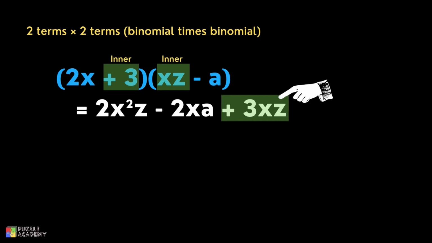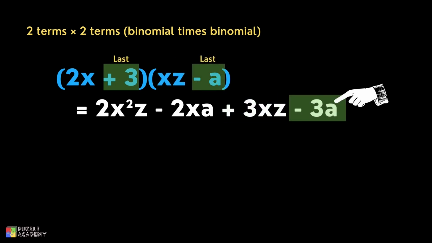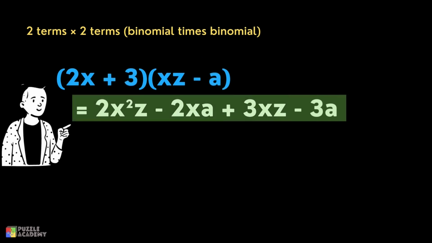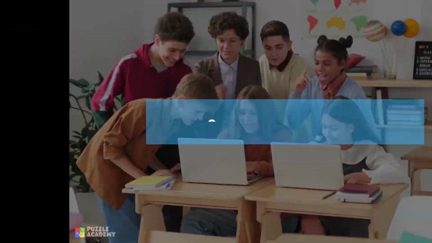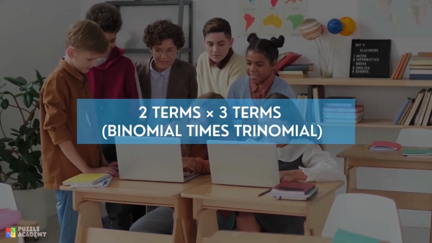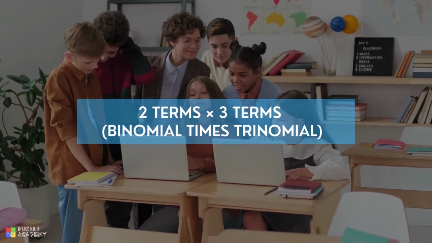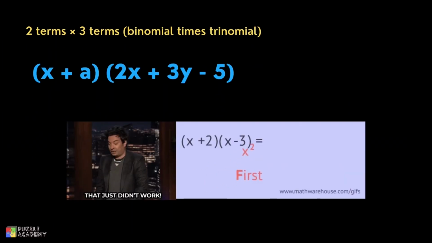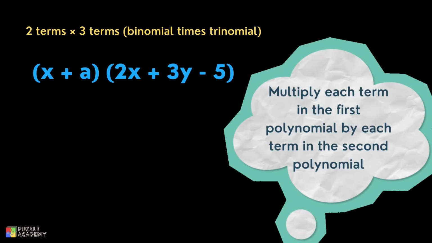The inner one, so we have positive 3 times xz, we have positive 3xz, and the last term, we have positive 3 times negative a, and that is negative 3a. And that is how we simplify and multiply using the FOIL method. Now, what about this case? If we multiply binomial to trinomial, which means 2 terms multiplied by 3 terms, FOIL won't work here because there are more terms now.